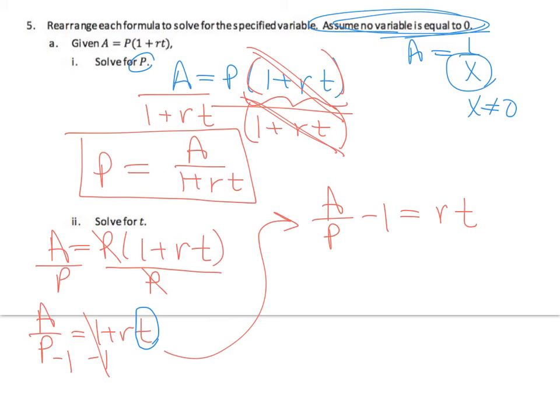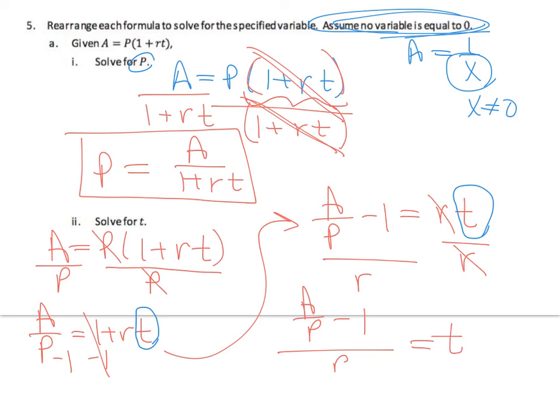This may not have been the best method, but I think I'm going to do it again when I'm done and show you a different way. Still trying to get rid of this, or get that by itself. So I divide both sides by r. So I have A over P minus 1, over r, equals t.